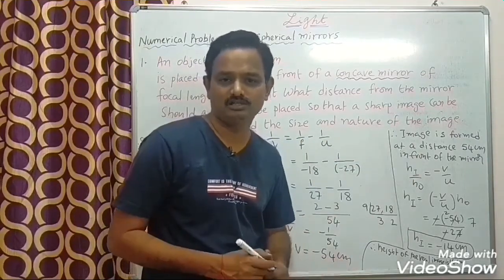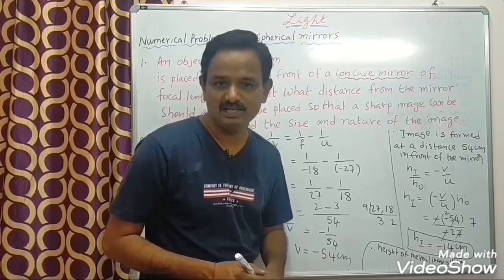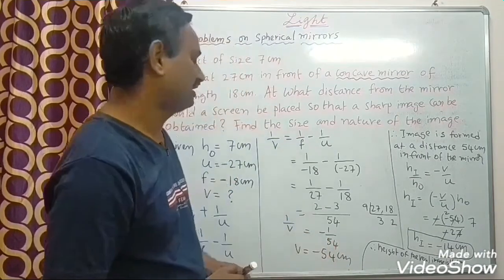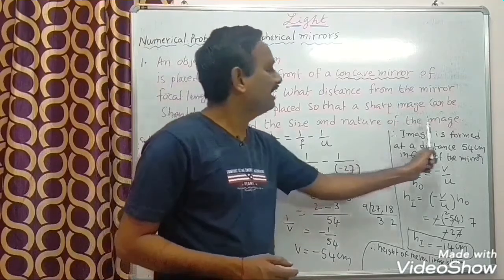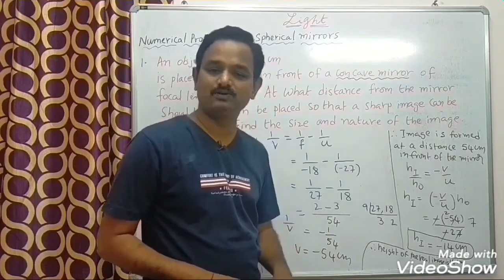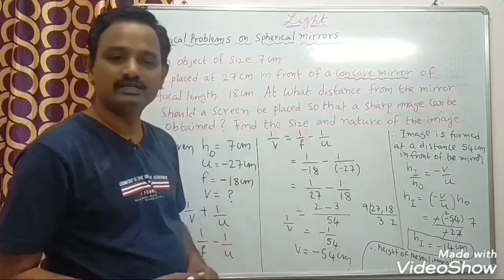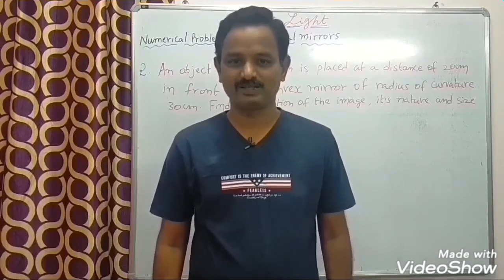You know the nature of the image: real and inverted. So the nature of the image is real and inverted. That's about the problem on concave mirror. Now, a problem on convex mirror.